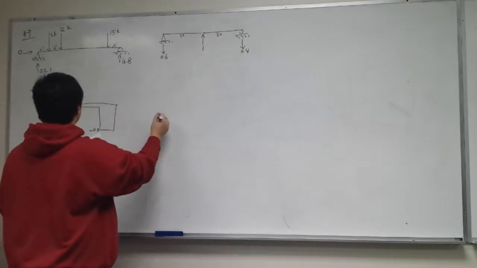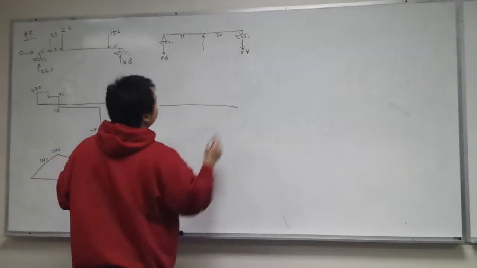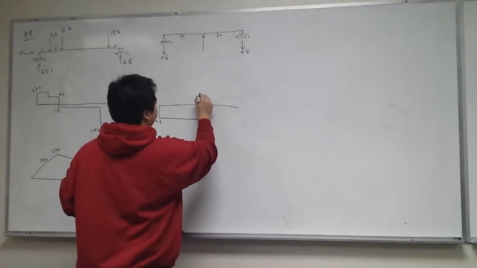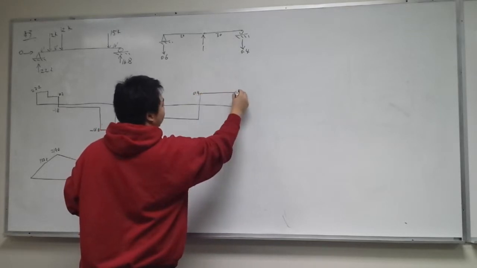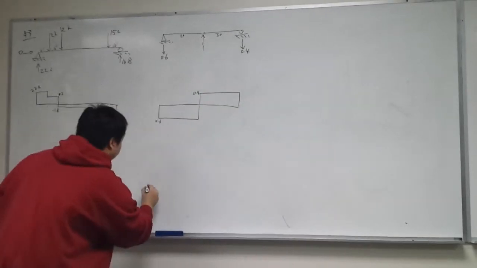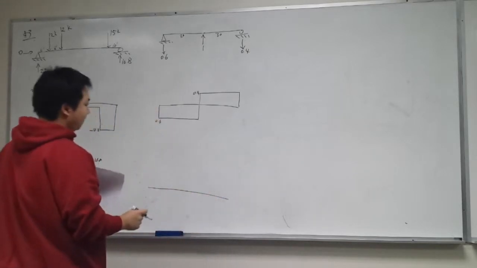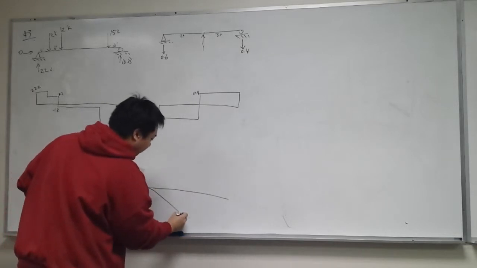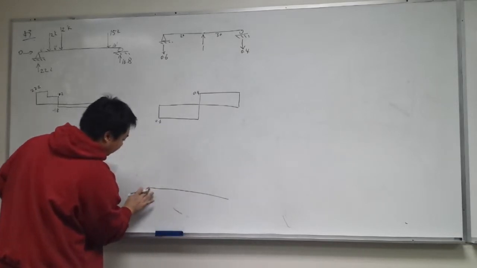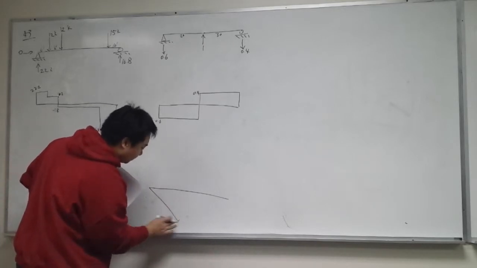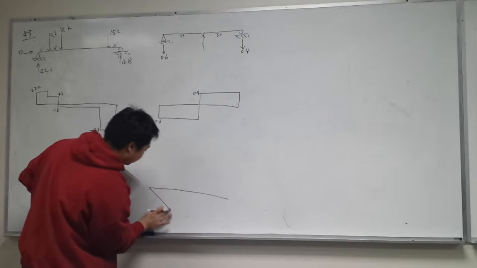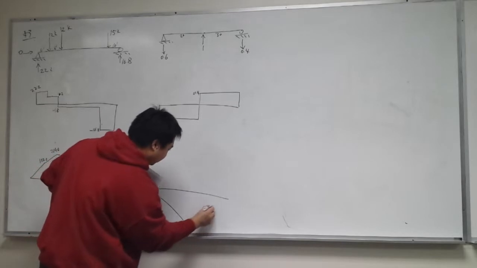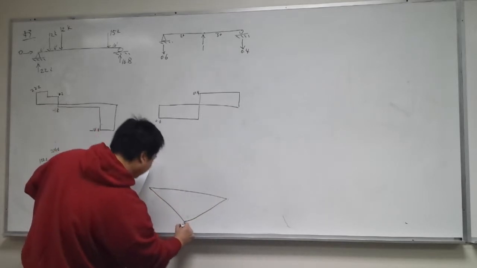And for this one, same thing. You draw the shear, 0.6, 0.4, and a 0. And for moment, this area, this is negative 12.